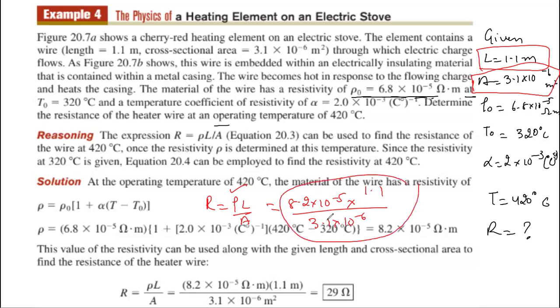Let's put this thing in the calculator. By the way, this is 1.1. So 8.2 times 1.1 times 10 to the power minus 5, okay, is equal to, and then divide by 3.1 into 10 to the power minus 6. So you got 29 ohms as your answer.